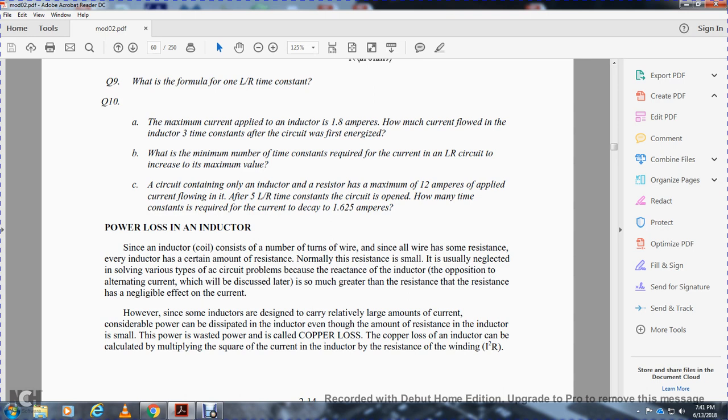However, some inductors are designed to carry a relatively large amount of current. Considerable power will dissipate within the inductor, even though the resistance indicated within the inductor is small. The wasted power is called the copper loss.